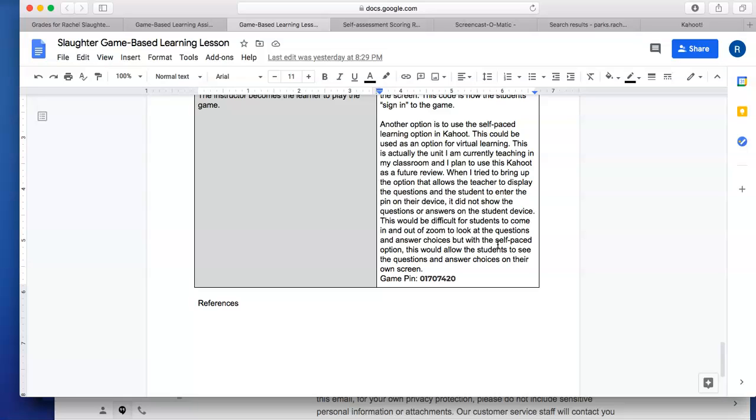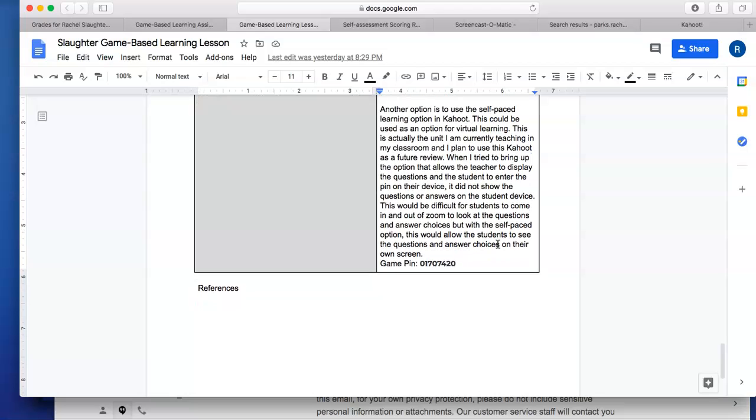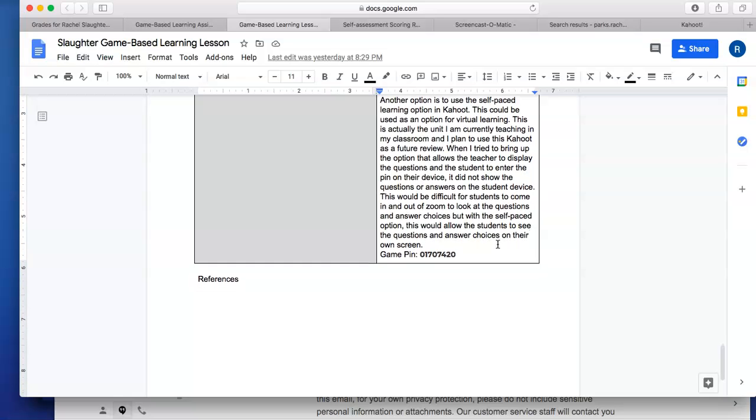I tried to bring up the option that allows the teacher to display the question and the students to answer with the PIN on their device. My son has an iPad because he's in kindergarten, so I used his iPad and tried to bring up the Kahoot on it. But it did not show the questions or answers on the student device. So they would have to come in and out of Zoom to find the question and the answer choices. This would be difficult for students, especially those who may have a learning disability.